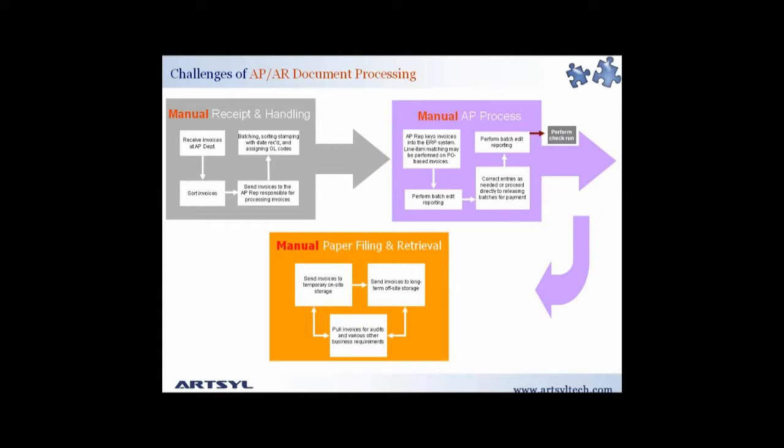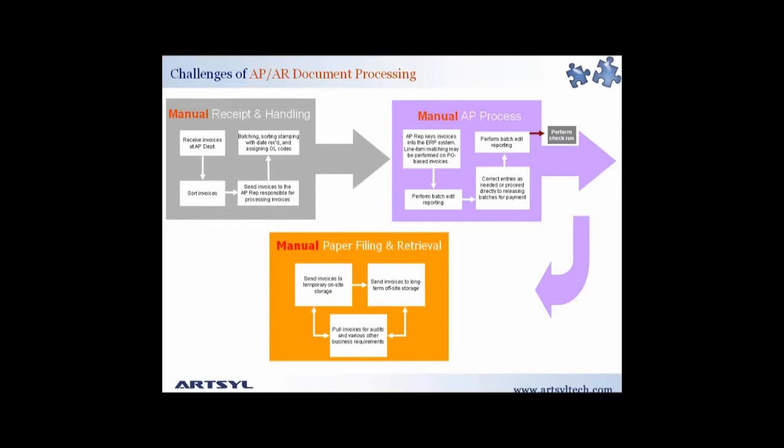And then any errors are identified and potentially corrected or investigated. And at that point, typically you get a check in a check run. Now, that's not the end of the process. Typically, there's an entire back-end process where you're filing the invoices for future reference, okay?